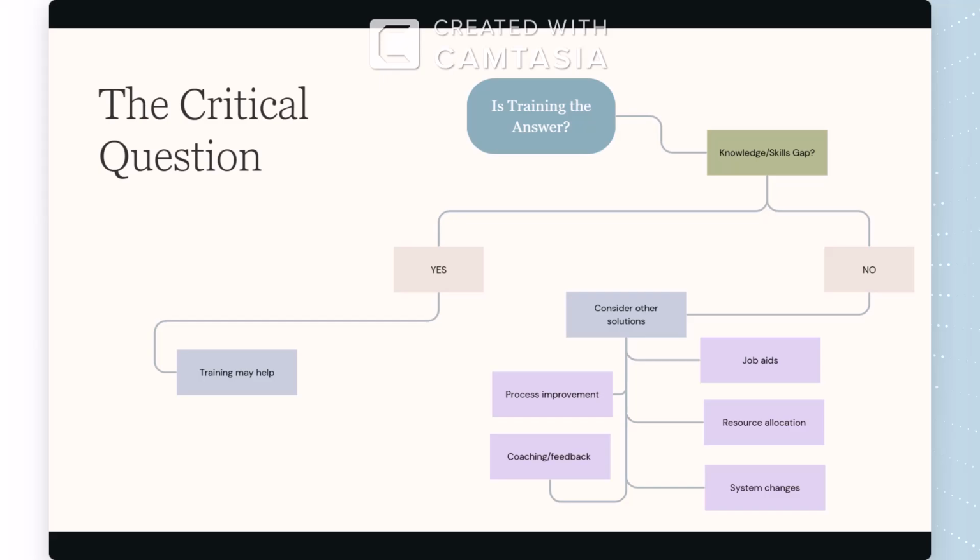Now you can confidently answer the question, is training the answer? If you've identified a knowledge or skills gap, then yes, training might be your solution. But if the root cause is motivation, environment, or resources, you'll need a different approach, like job aids, process improvements, or system changes. A good needs assessment saves you from building the wrong solution.